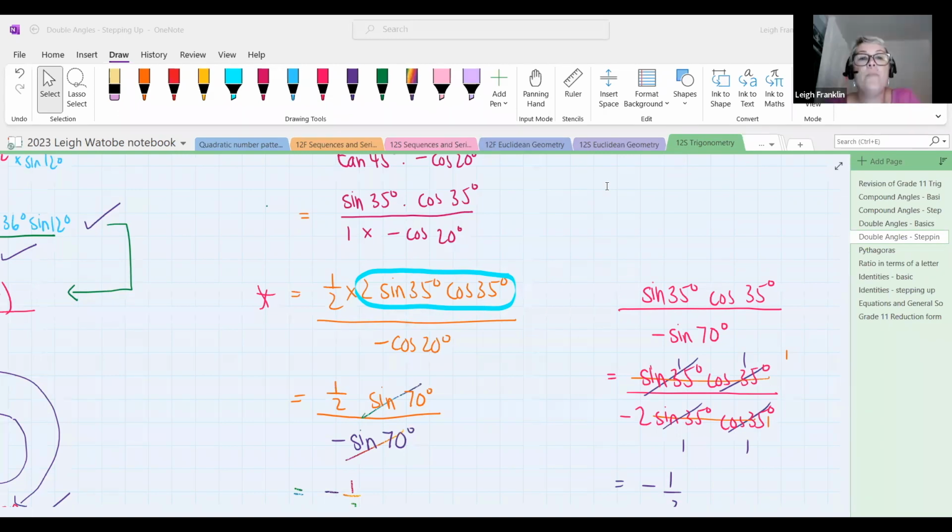Okay, perfect. When do we know that we are left with 1 after cancelling? Because anything goes into itself once. So that's the idea behind cancelling. Unless, of course, you're cancelling things where you've got a highest common factor. But in this case over here, sine 35 goes into sine 35 once, as does cos 35 into cos 35. So that's how you would know that there's a 1.